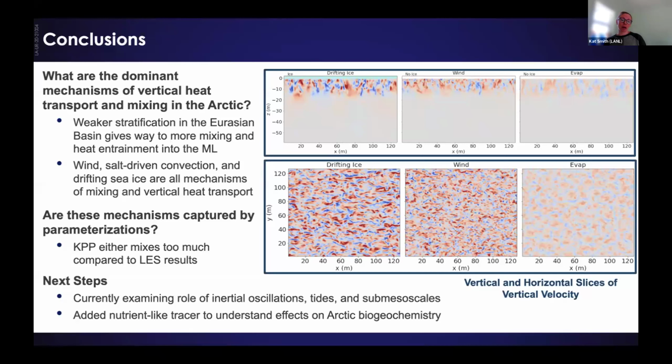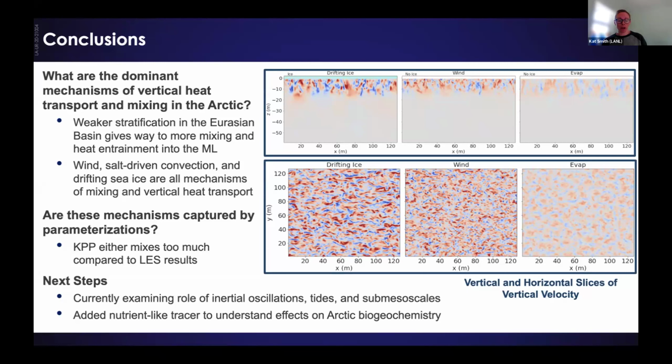And then, are these mechanisms captured by parameterizations? KPP mixes a little bit too much for both of the cases that I tested so far. Hopefully we'll have some more cases coming up. Next steps: I'm currently examining the role of inertial oscillations, tides, and some mesoscales, since they've all been speculated to be potentially important processes for vertical mixing in the Arctic. Hopefully we'll have some results on that soon.